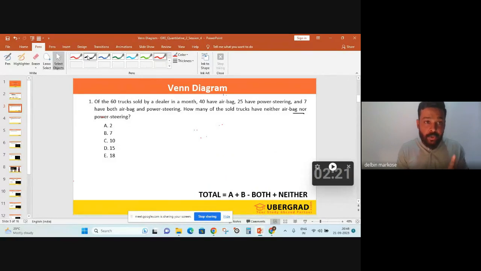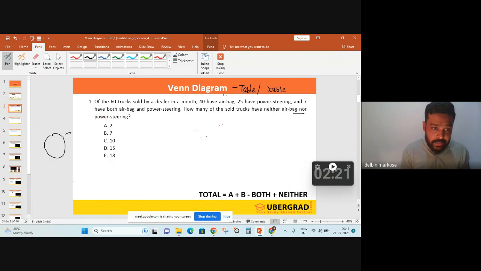Same question, I'm just going to explain it in the table way. In a table structure approach, they also call it the double matrix approach. Same thing we discussed. This is how we consider it. This is category A, that will be airbag. Here is the both region. And here it will be category B, that's power steering. Then there is neither, and there is total.